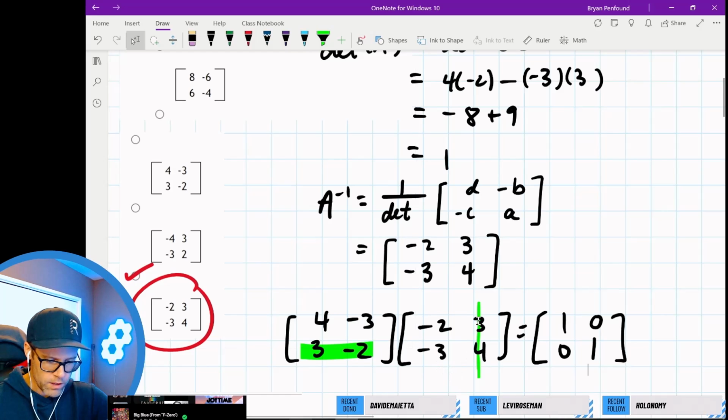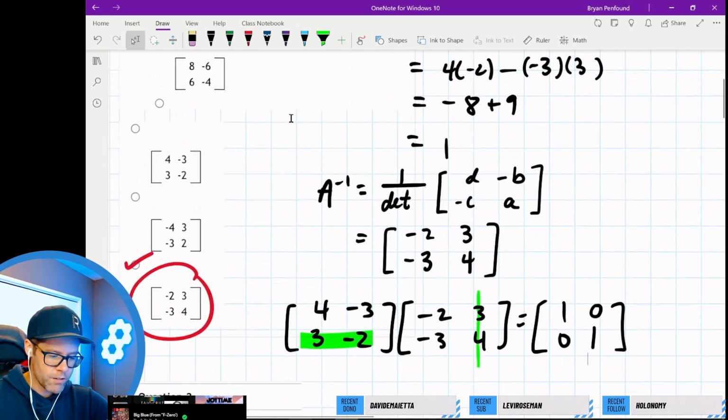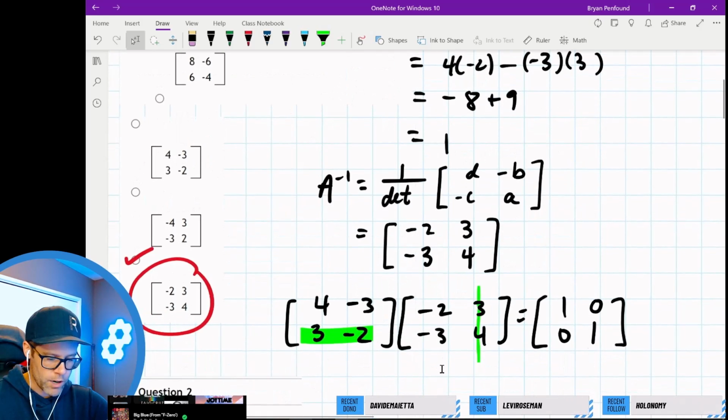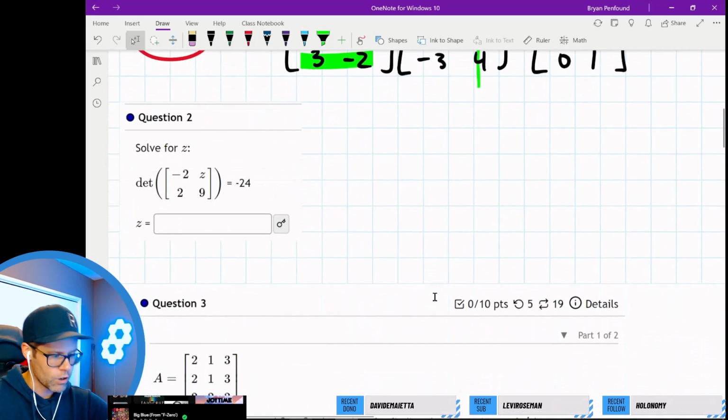So we know that this effectively is the inverse, and this question is asking for the multiplicative inverse, which is why we've done this multiplication operation in between our two matrices. So I am happy with that. Looks like we are Gucci.